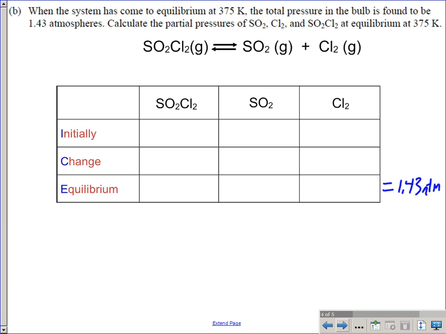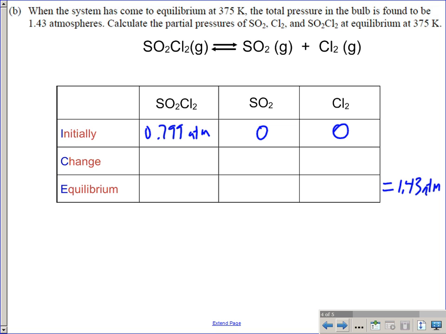Now, based upon the problem, remember I threw that solid in. So it had a pressure of 0.799 atm. So that's my initial information. So initially I had all SO2Cl2, so I didn't have any of these. So they're going to be at 0 atm of pressure. Now remember change, that's where we're looking at our stoichiometry here.